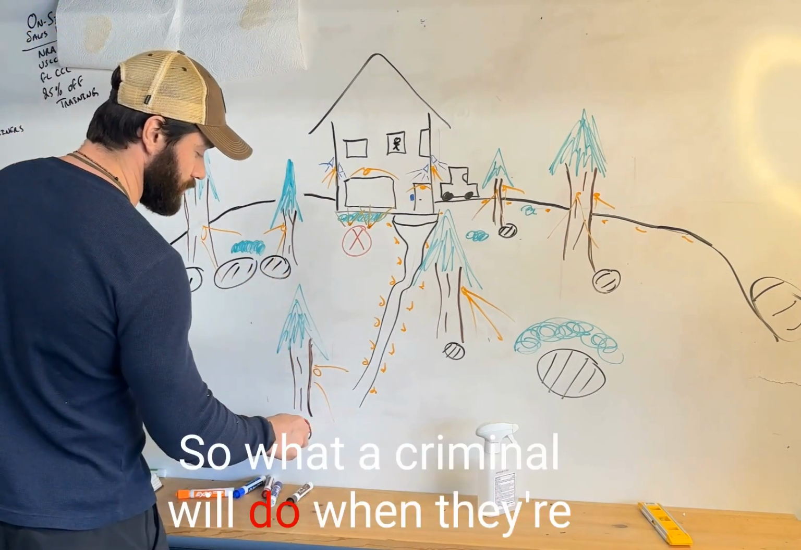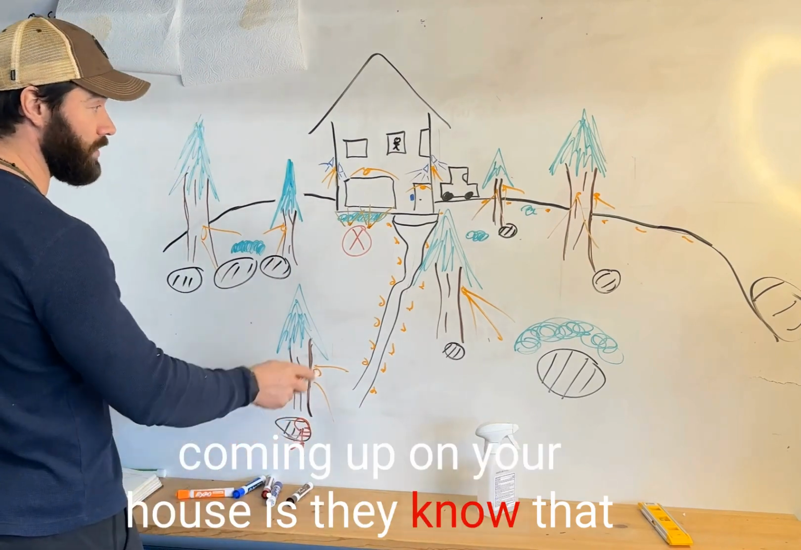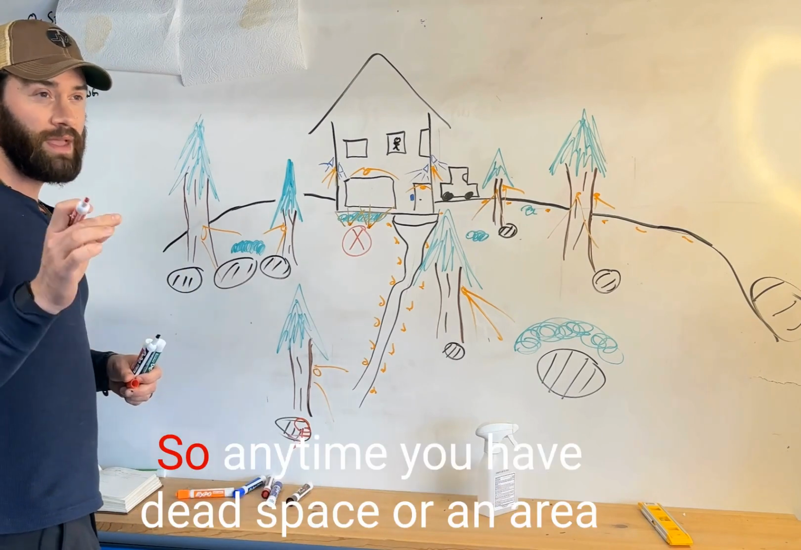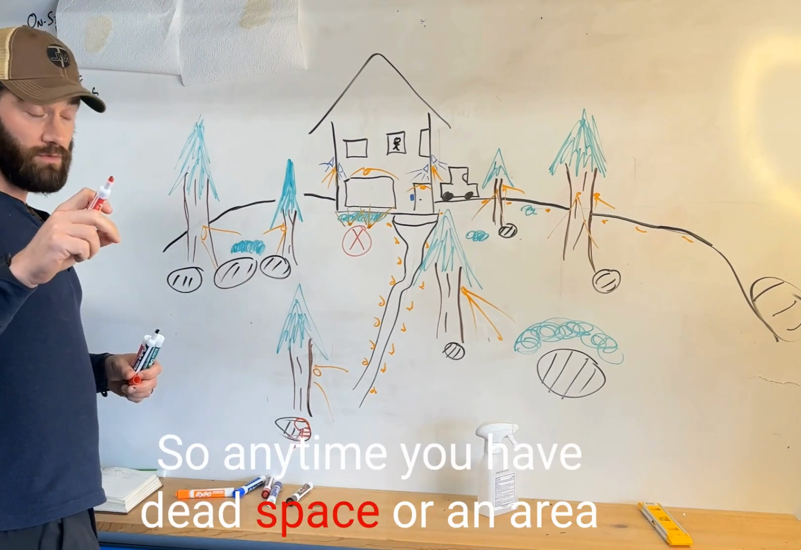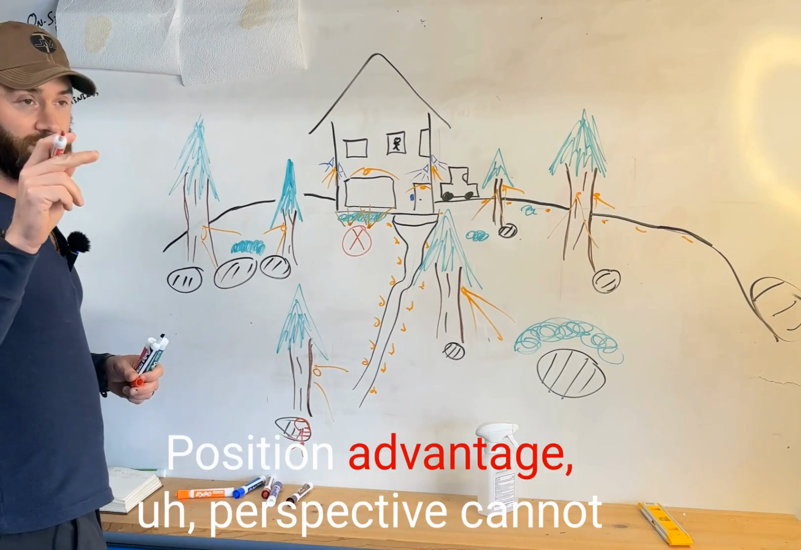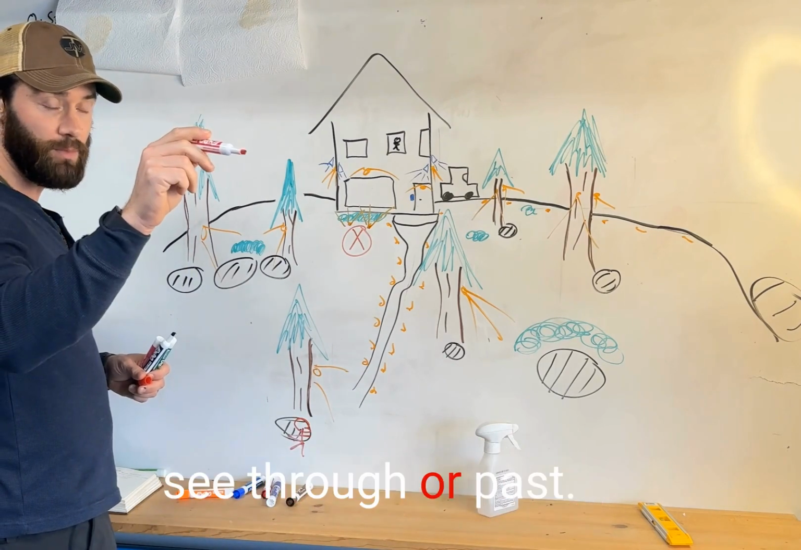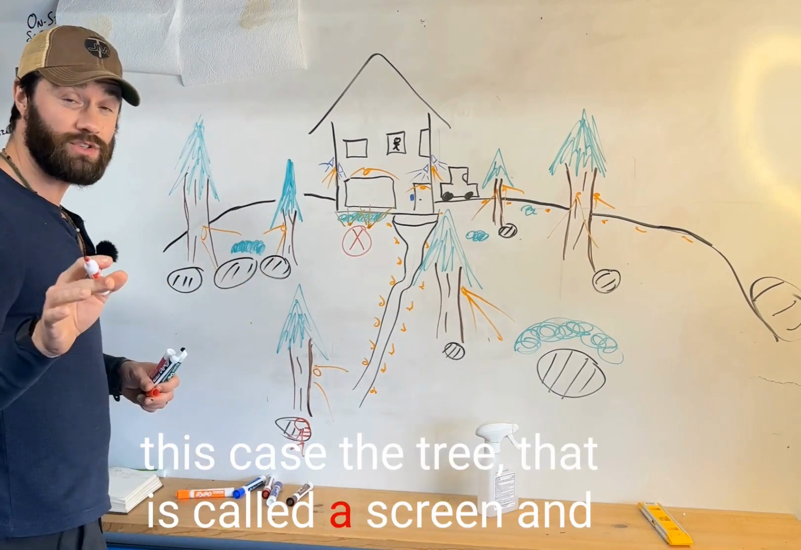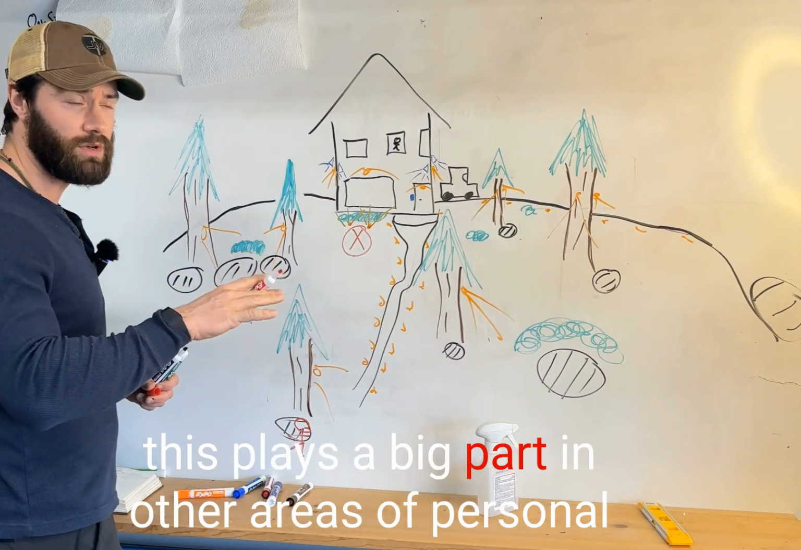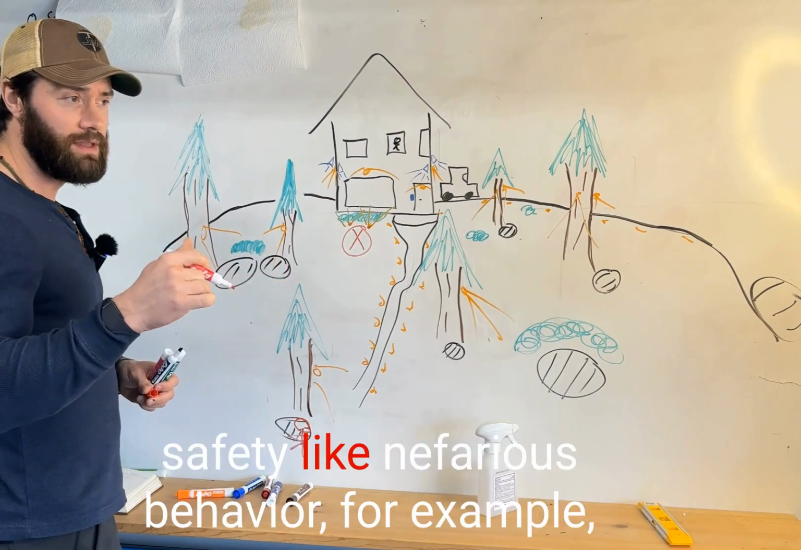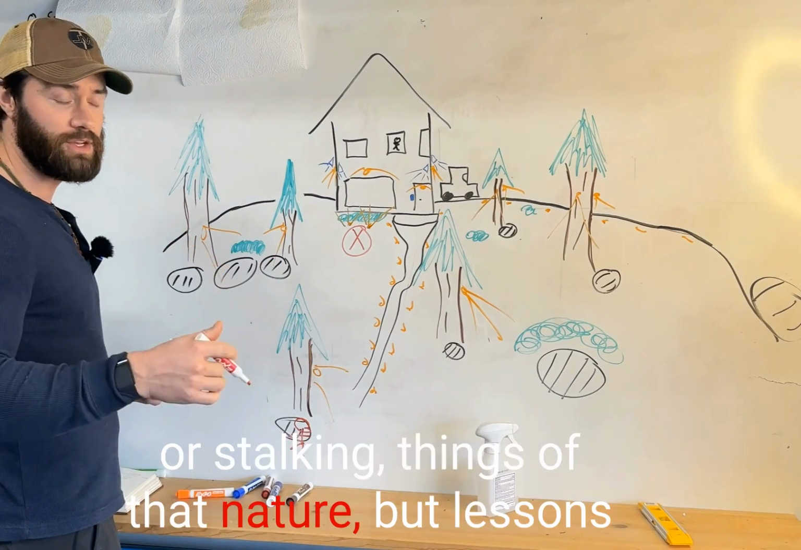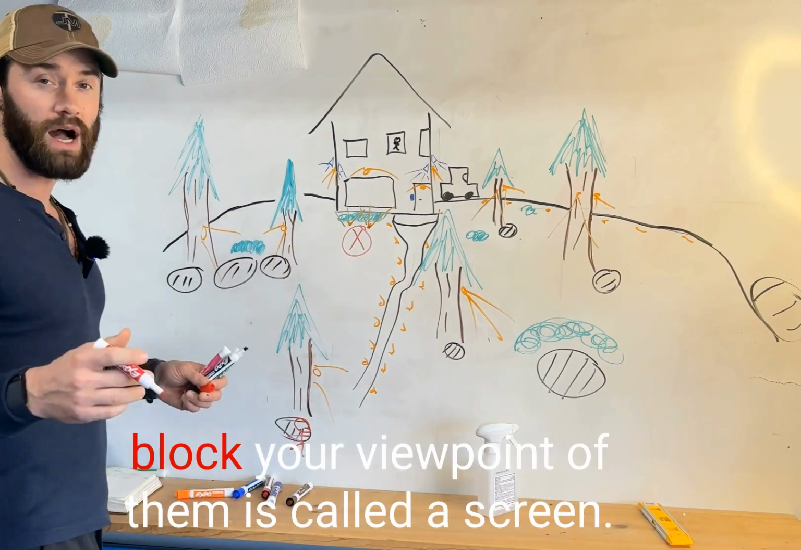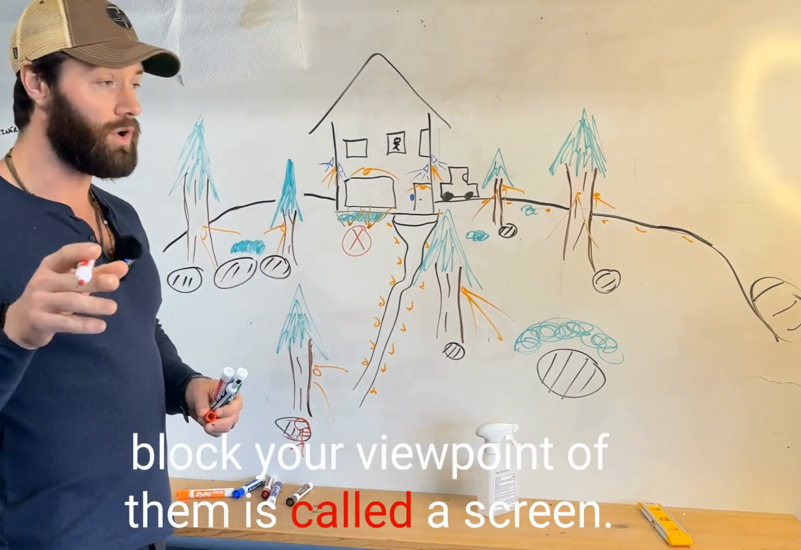So what a criminal will do when they're coming up on your house is they know that you can't see them. They're using these objects as what's called a screen. So anytime you have dead space or an area that you, from your position of vantage perspective, cannot see through or past, that item that's blocking your view, in this case the tree, that is called a screen. And this plays a big part in other areas of personal safety, like nefarious behavior, for example, or stalking, things of that nature. But lessons for another time. Just know that these items they're using to block your viewpoint of them is called a screen.